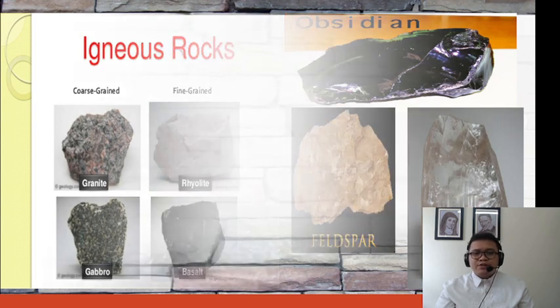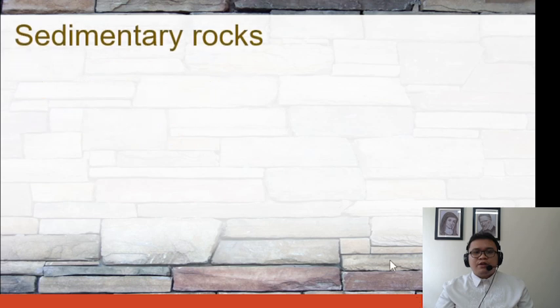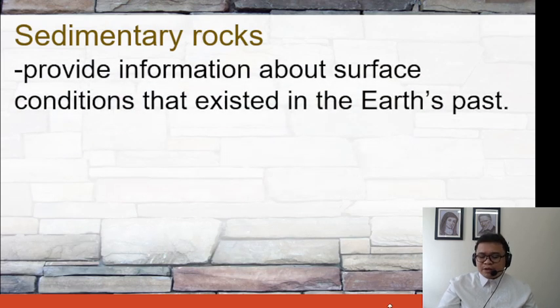So let us move on to another type of rock, which we call the sedimentary rocks. When we say sedimentary rock, it comes from the word sediments. It provides information about the surface conditions that existed in the Earth's past. These are usually the types of rocks associated with fossilized plants and animals, because this is where you can see the fossilized organisms in these types of rocks.